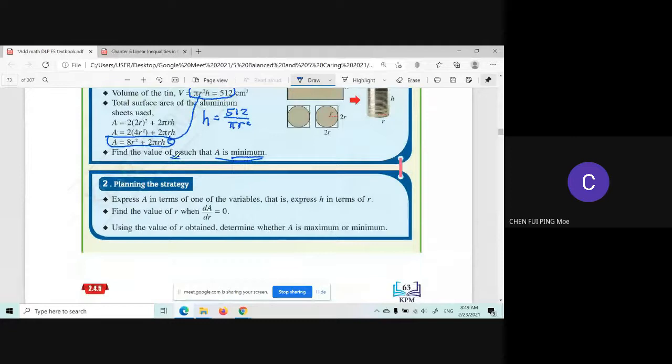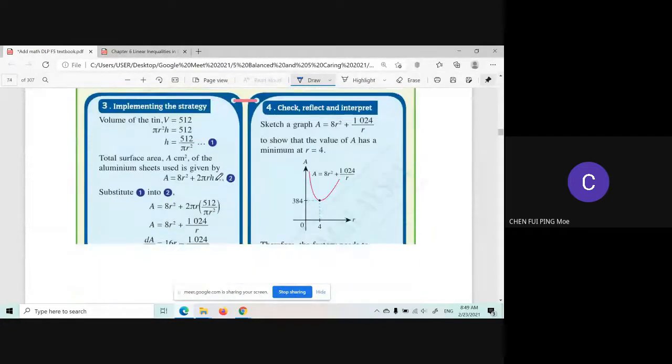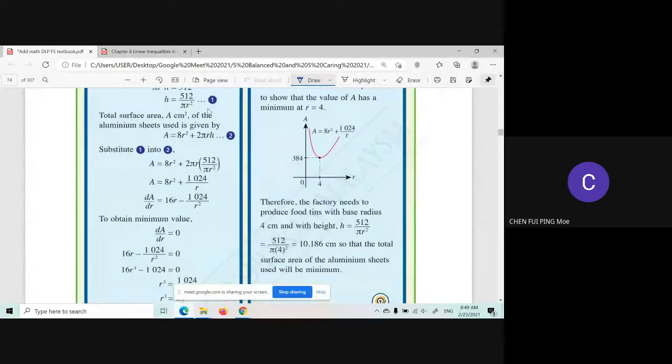So substitute in. So we see the question here. So this one is the solution. Find h in terms of r. So substitute inside the equation just now. So simplify, you're getting this equation as the formula for the total surface area that you need.